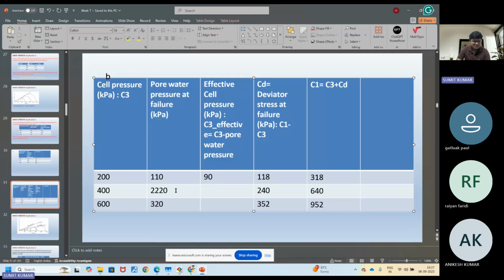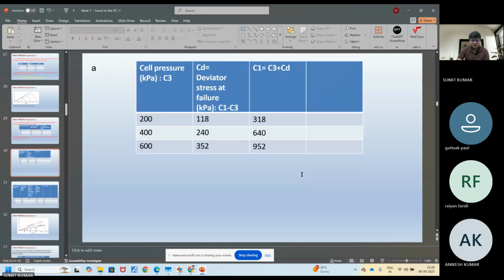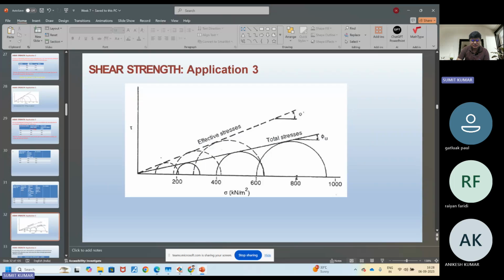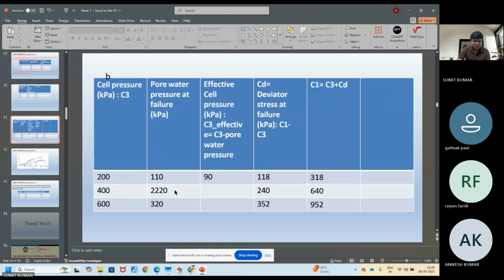Similarly, there is some mistake here. I think this might be 220. I don't know whatever the value, let us assume it as 220 for the time being. So 400 minus 220 is going to be 180, right? And this is going to be 600 minus 300, 300 minus 20 is 280.